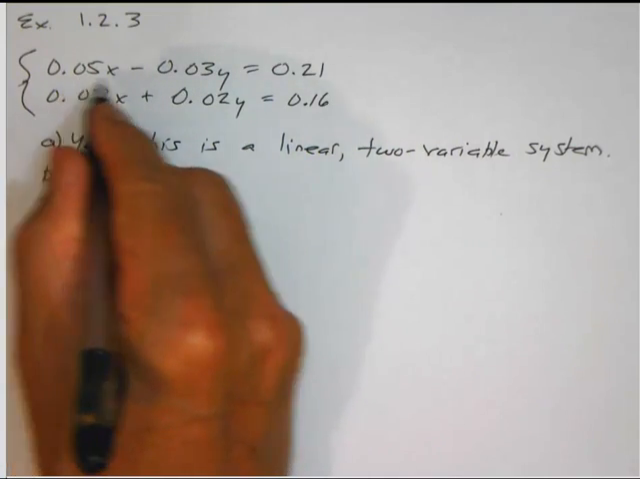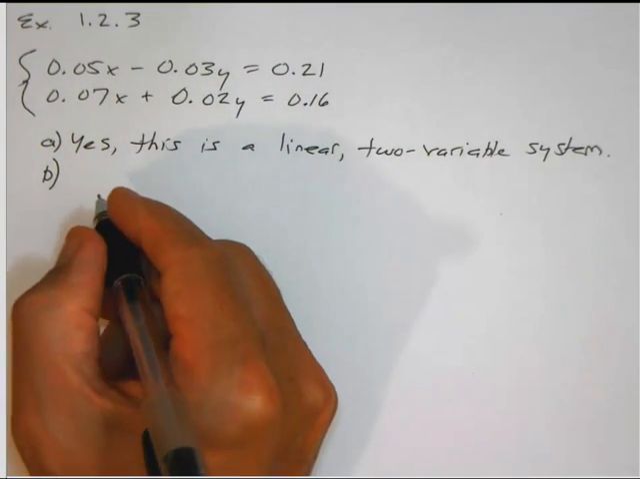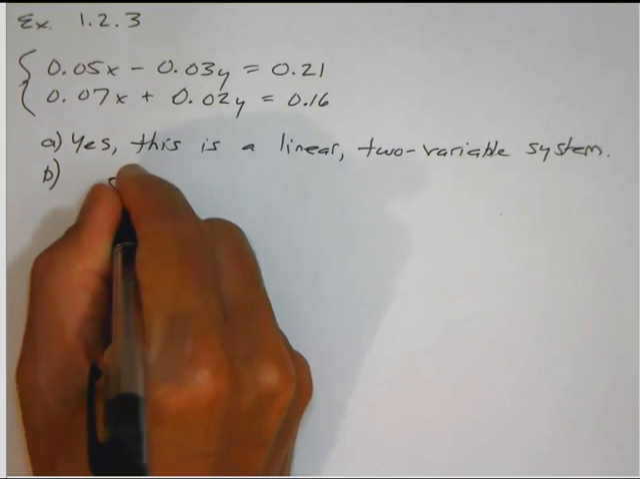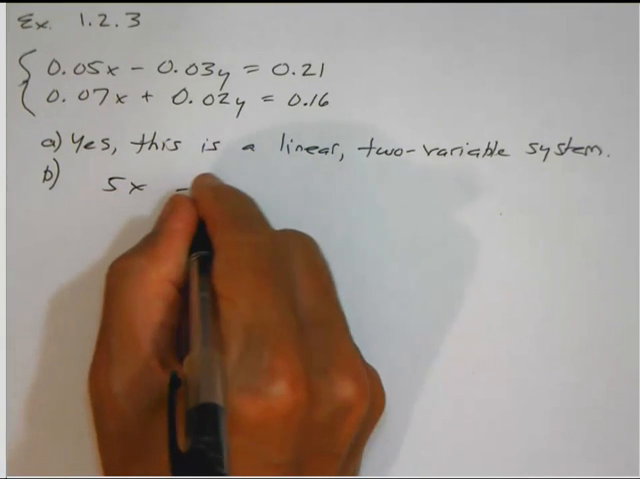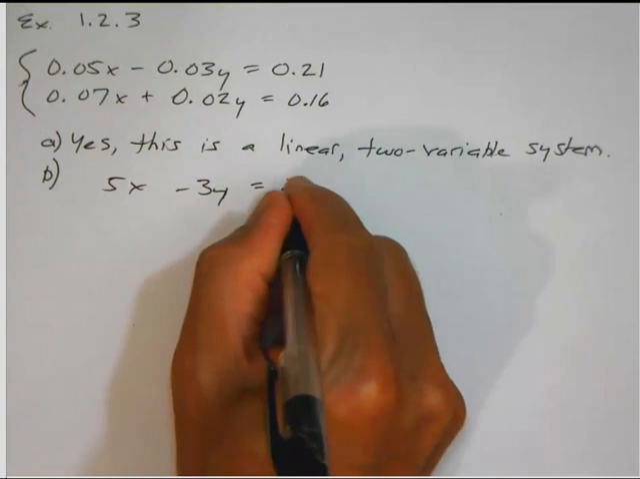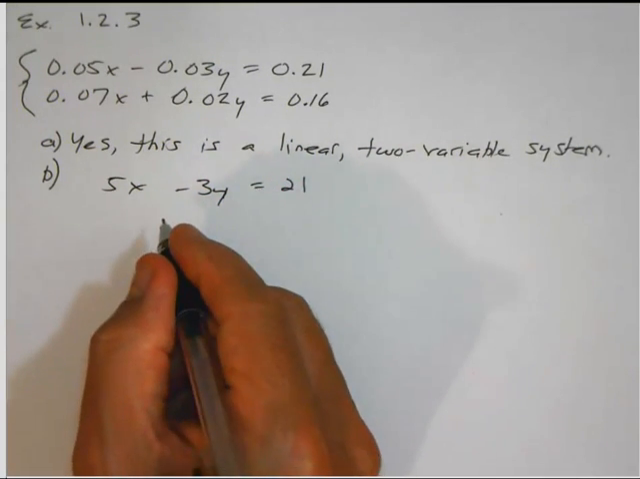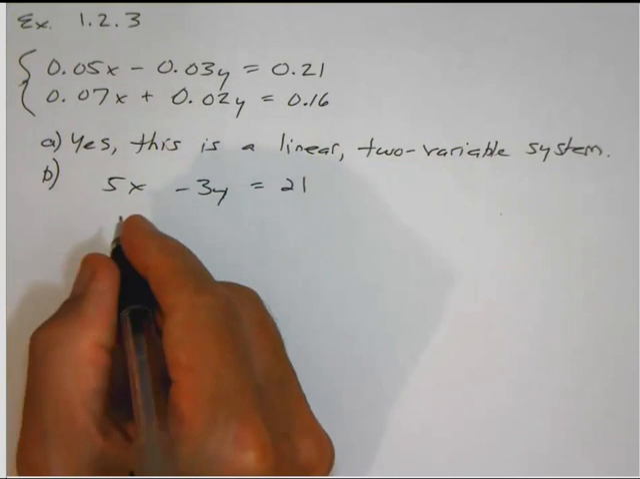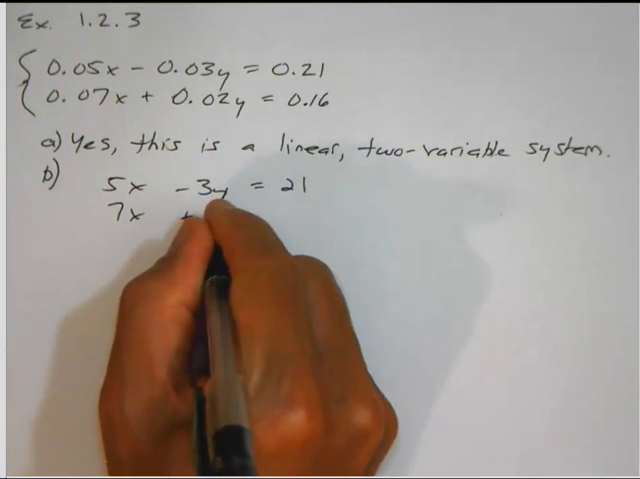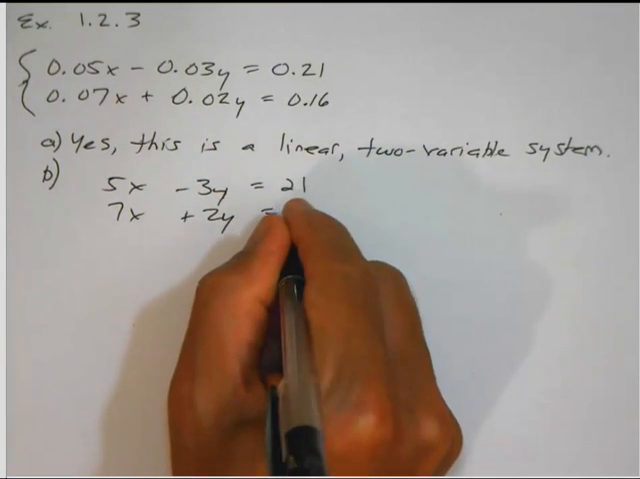So for this first equation, maybe we decide to multiply both sides by 100 and have the first equation be rewritten as 5x minus 3y equal to 21. The second equation, multiply both sides by 100 there and have 7x plus 2y equals 16.